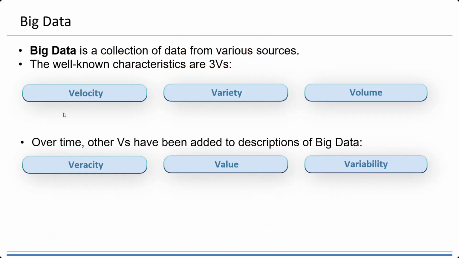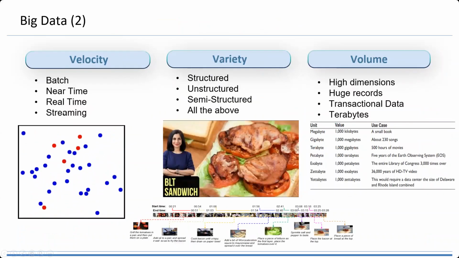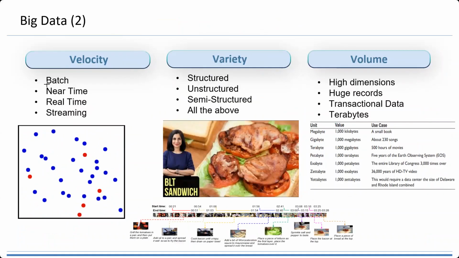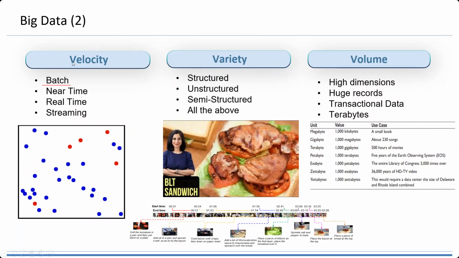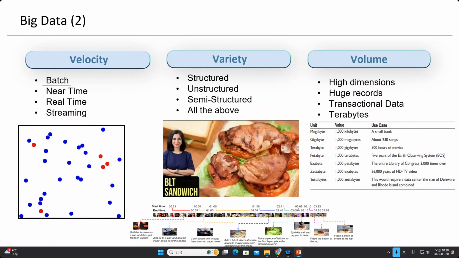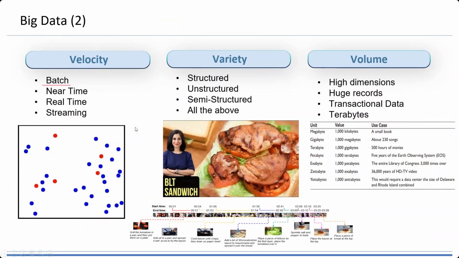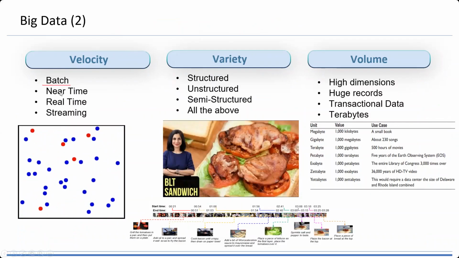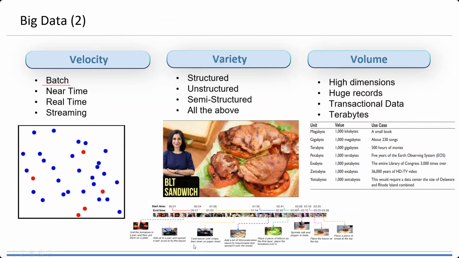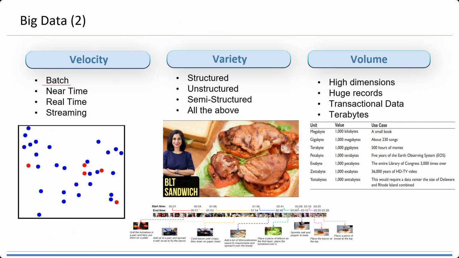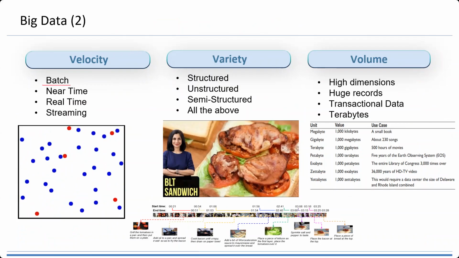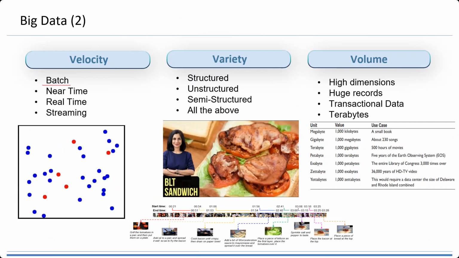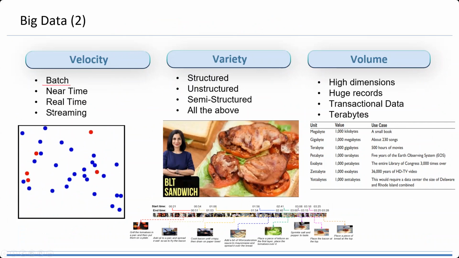So let's see. Velocity. We call it velocity because the data is available in various ways. For example, in batch. Batch is just one time, all at the same time, and finished. But maybe the data can be near time, which means you can get data at 10 a.m., you can get the data at 11 a.m., you can get the data at 12 p.m. So on every schedule there can be data. Or the data can be real time.